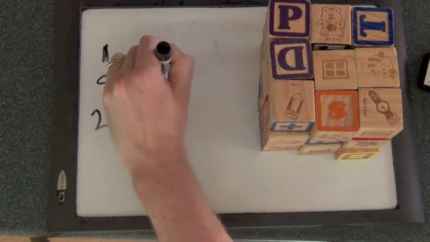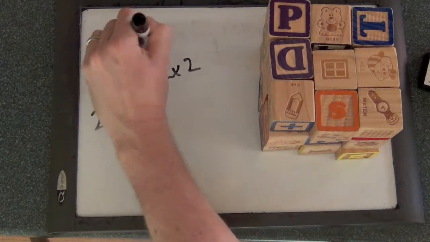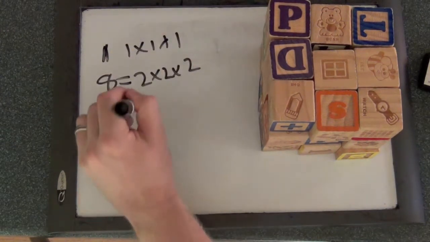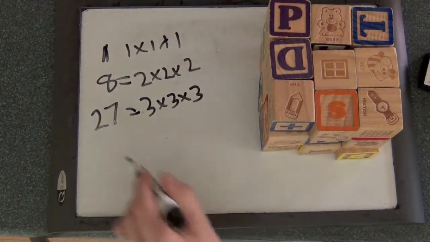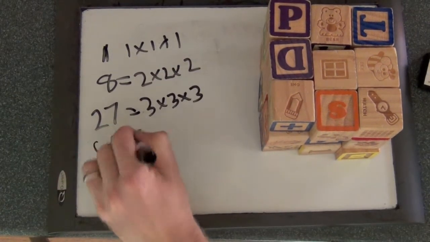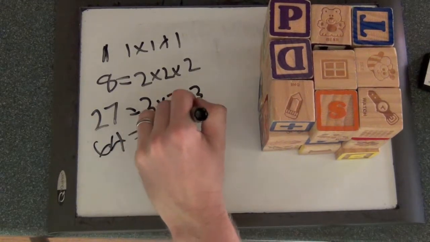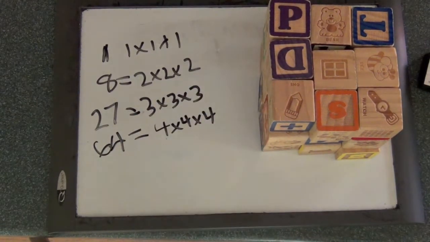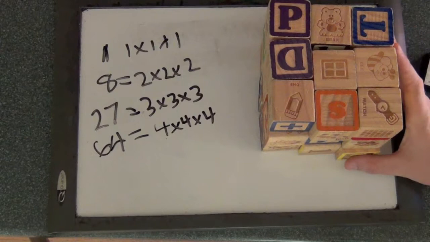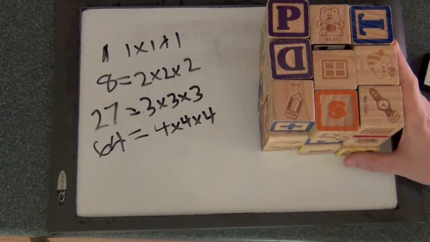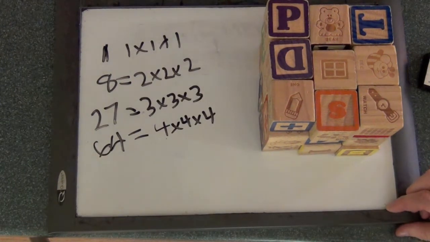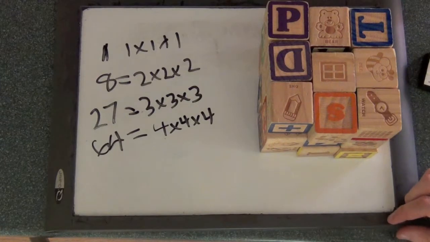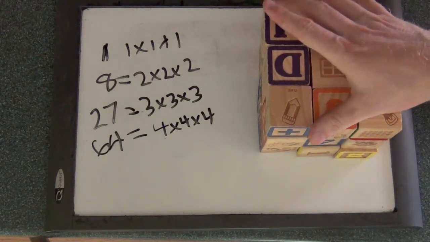Okay, 2 times 2 times 2, and this was 1 times 1 times 1. This was 3 times 3 times 3. And the next one would be what if this pattern continues? 4 times 4 times 4, which is 64. So if we were going to make a cube 4 long, 4 wide, and 4 tall, that would be 64 cubes. I don't think we have enough blocks. Sorry, it would be 64 blocks it would take.